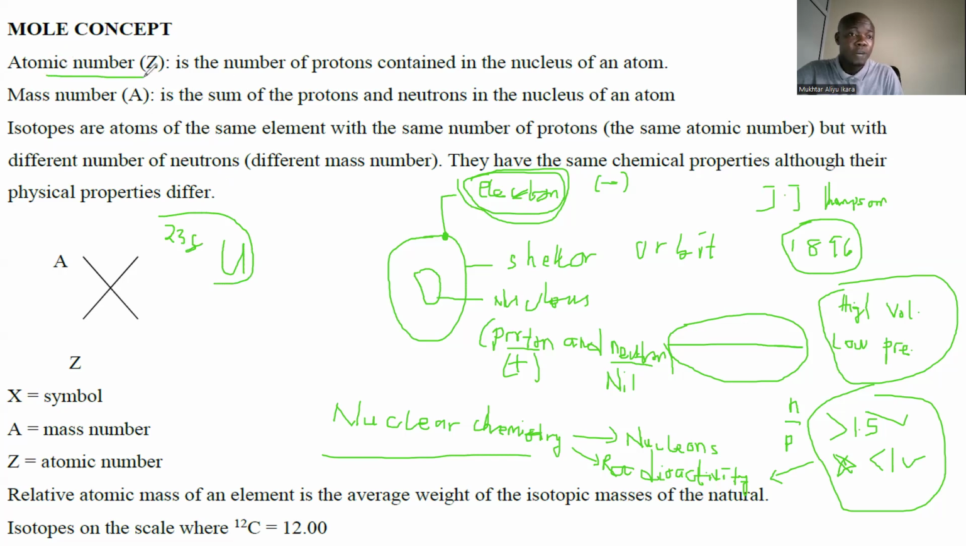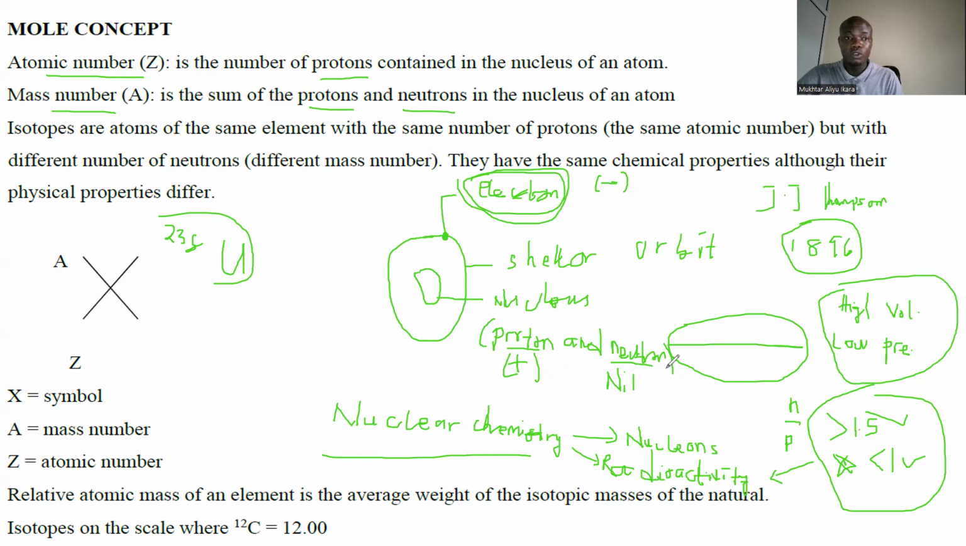So what is atomic number? Remember, I told you in the nucleus, we have protons and neutrons. Atomic number is just the number of protons contained in the nucleus of an atom. If you sum the number of positive charges, that is the protons, in the nucleus of an atom, you have the atomic number. So atomic number is the same thing as the number of protons of an element, while the mass number of an element is the sum of protons and neutrons.